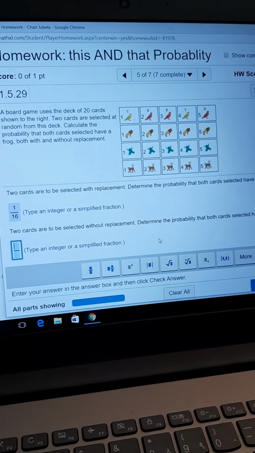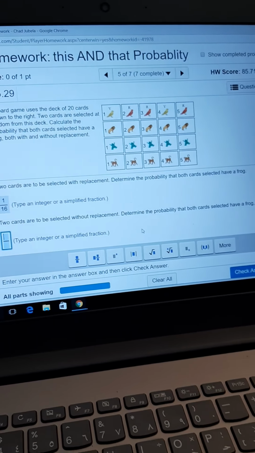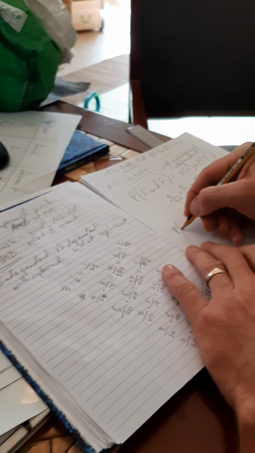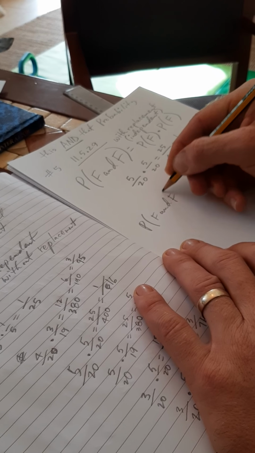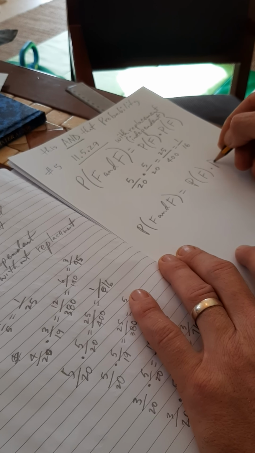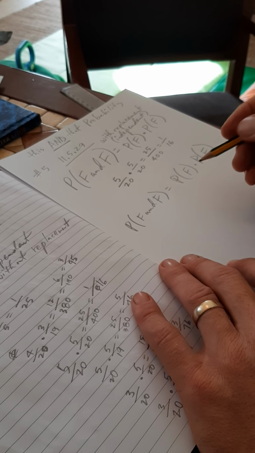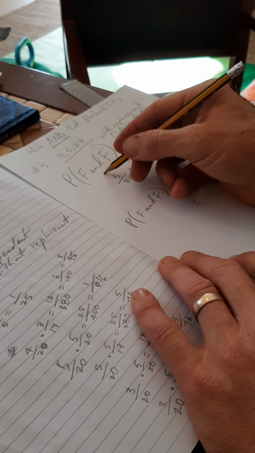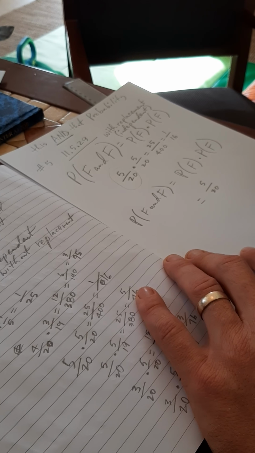Okay, now we're going to select those 2 frogs, but without replacement. Okay? So, once again, probability of frog and frog, again, equals probability of frog times the probability of frog. But this time, I keep the frog out. So this time, I start out, I got 5 frogs out of a total of 20 in my sample space.